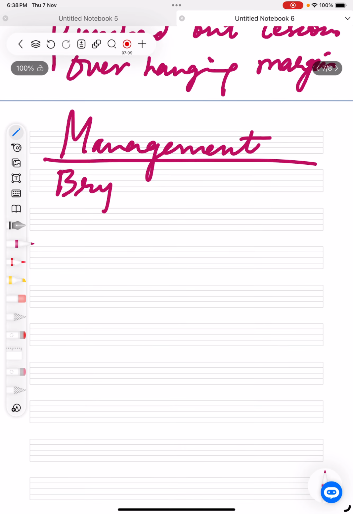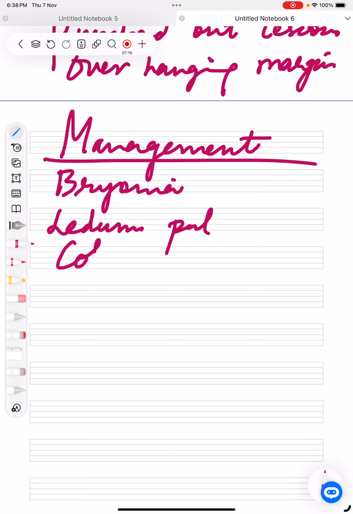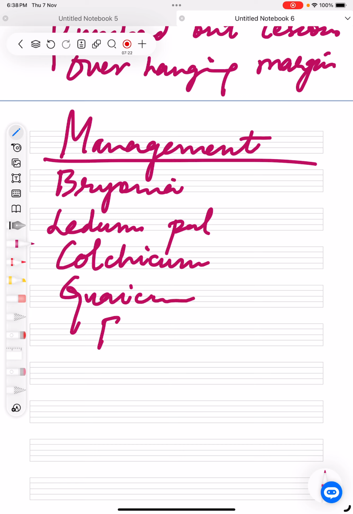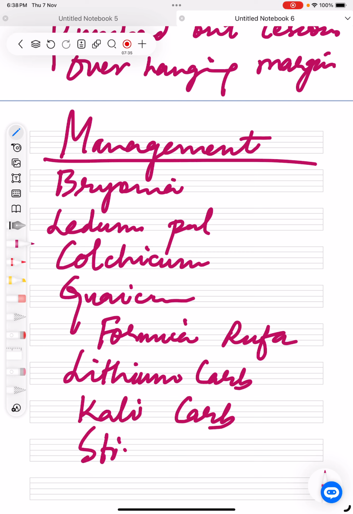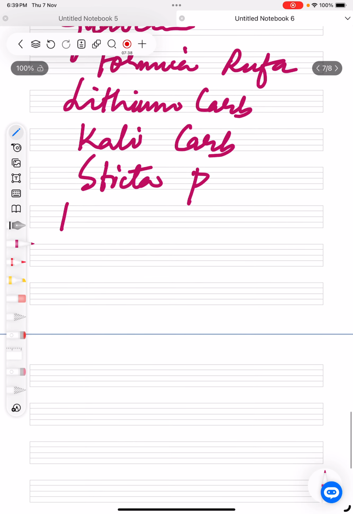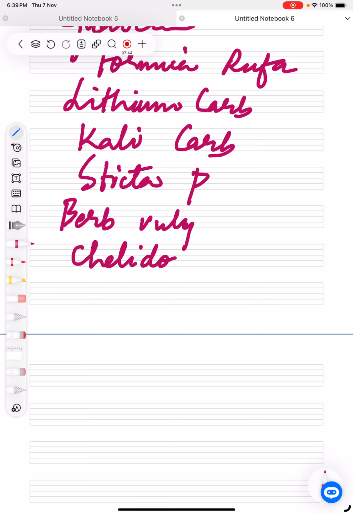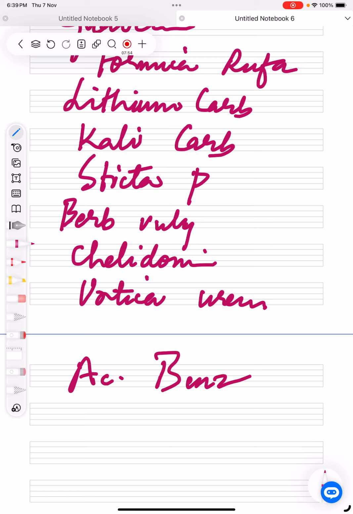Top remedies are Bryonia, Ledum pal, Colchicum, Guaiacum, Formica rufa, Lithium carb, Calcarea carb, Sticta pulmonaria, Berberis vulgaris, Chelidonium, Urtica urens, Benzoic acid, and Sepia.